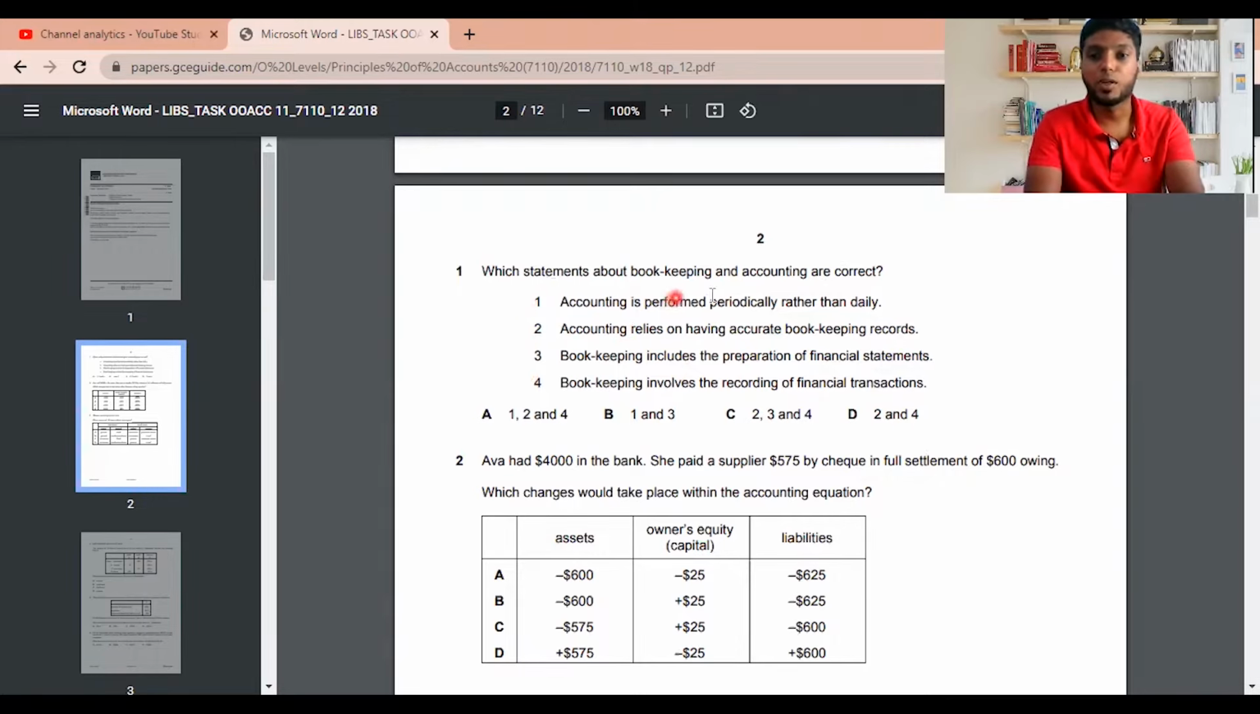Which statement about bookkeeping and accounting are correct? Accounting is performed periodically rather than daily. Accounting relies on having accurate bookkeeping records. Bookkeeping includes the preparation of financial statements. Bookkeeping involves the recording of financial transactions. So now they're asking the difference between a bookkeeper and an accountant. What is the main duty?